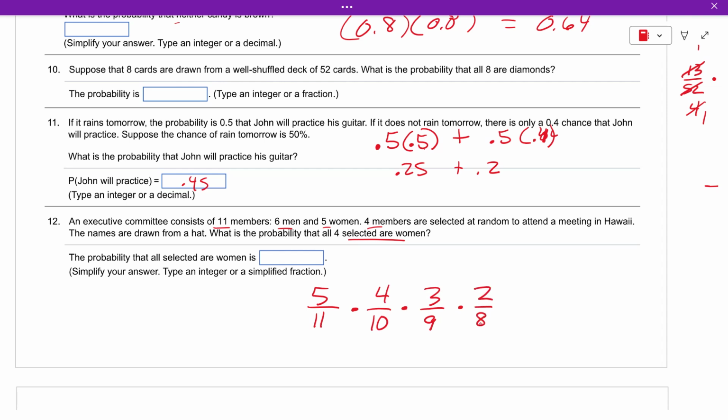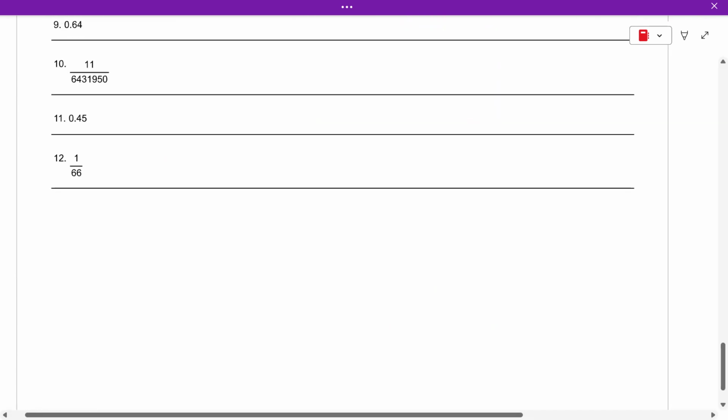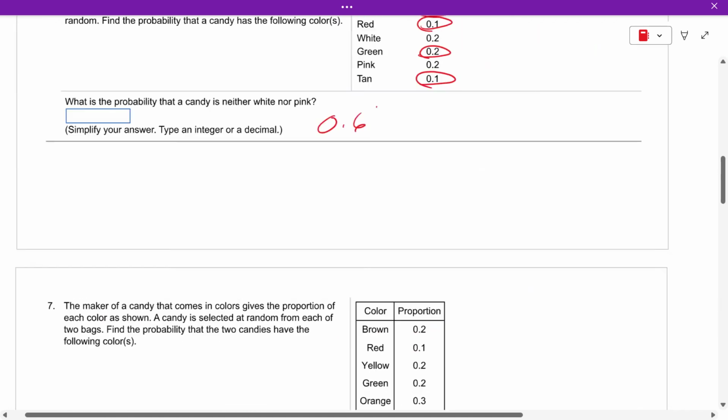Then we reduce. 4 and 8 is 1 and 2. Then 2 and 2 cancel. 3 and 9 is 1 and 3. 5 and 10 is 1 and 2. So my whole top is 1. My bottom is 11 times 2, which is 22, times 3, which is 66. A 1 out of 66 chance that all 4 are women.